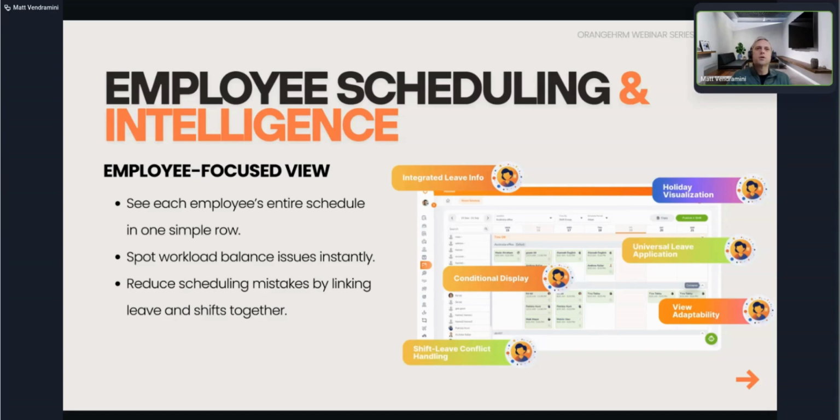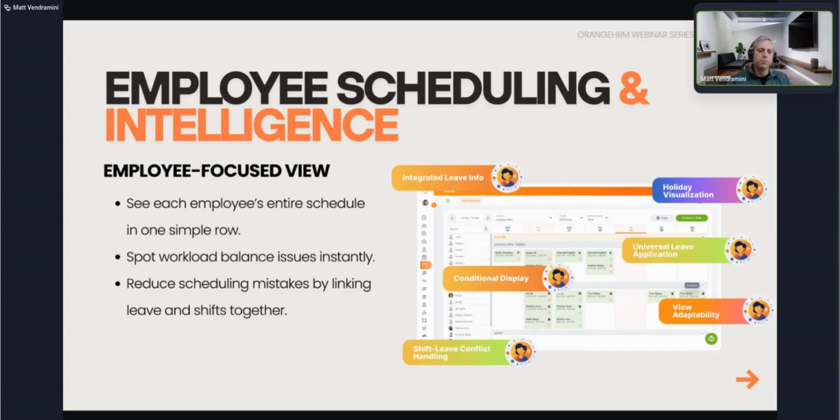Let's get a good view of the total hours worked and the impact that could have on her. Maybe that's totally fine. Maybe we've discussed it with her. Maybe she's even requested it, and that's okay. Maybe not, right? So we just need to get the information so that we can make good business decisions to understand the amount of work people are being scheduled for, to make sure that works for the employee and for the business, right? So that employee focused view is something we've introduced, along with, as mentioned, integrated leave info, conditional displays, holiday visualizations, view adaptability, etc.